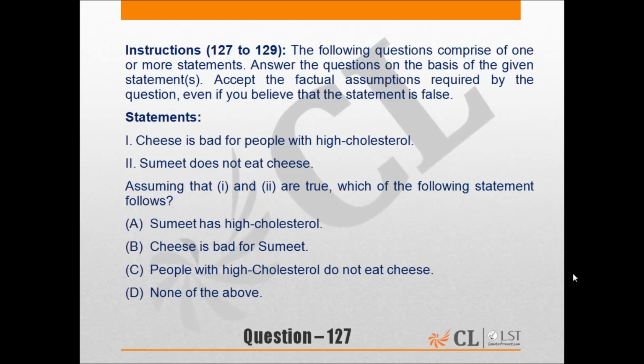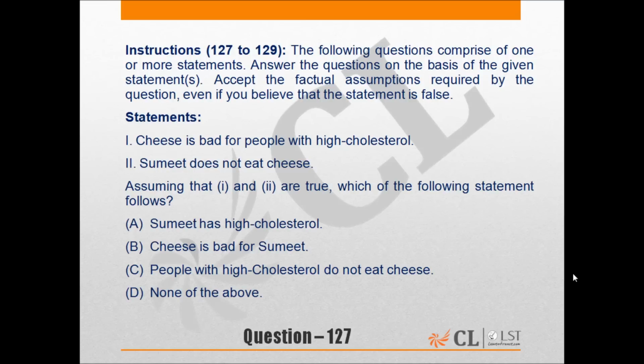Further, Sumit does not eat cheese. We know cheese is bad for people with high cholesterol. Does it mean people with high cholesterol do not eat cheese? Even these people may or may not eat cheese. They may eat cheese sparingly, they may eat it in smaller quantities, or some of them may be careless and still eat cheese. So Sumit does not eat cheese does not at all mean that Sumit suffers from high cholesterol.